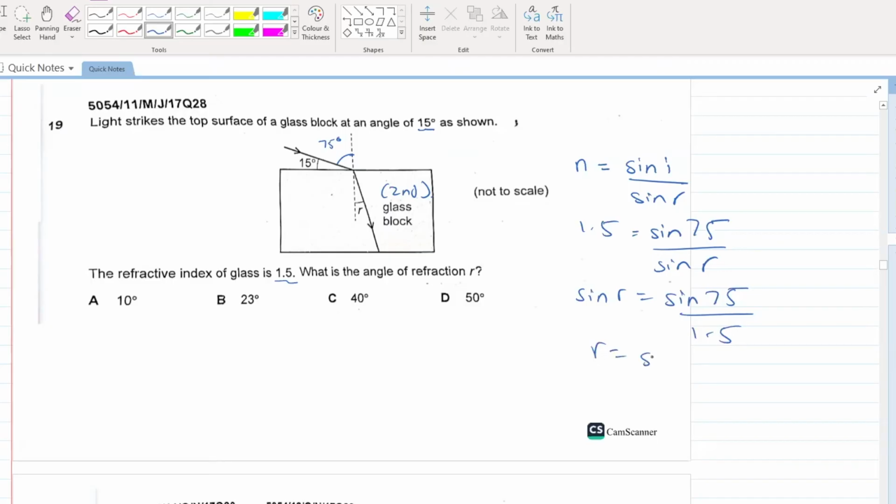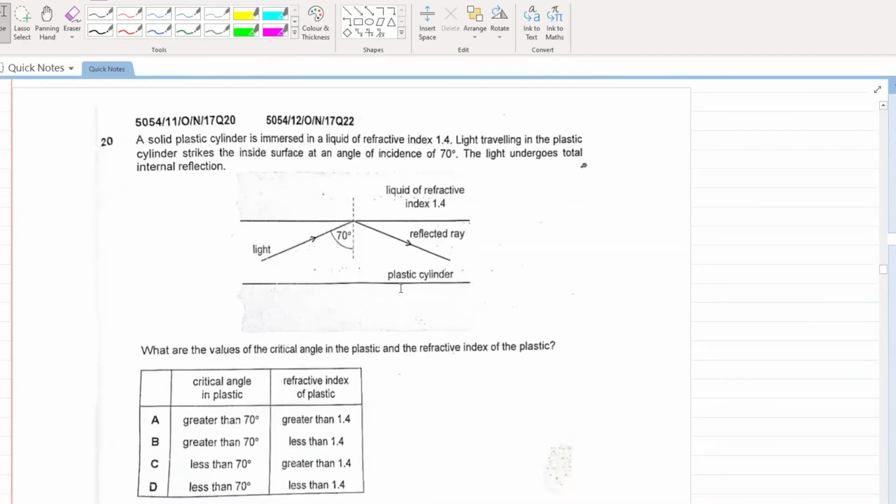R is equal to sine inverse of sine 75 divided by 1.5. Can we calculate this answer? Sine 75 divided by 1.5 and take a sine inverse. This comes out to be 40 degrees. C is your answer. Let's further move ahead. A solid plastic cylinder is immersed in a liquid with a refractive index of 1.4. So the liquid has a refractive index of 1.4.